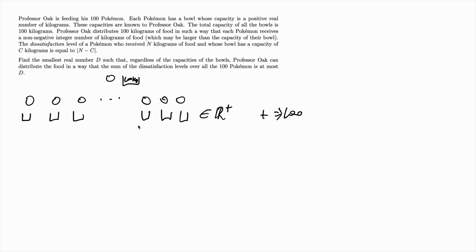I think I remember the solution. It started with: because Professor Oak knows the capacity of each ball, why don't we distribute the food in a way that everyone must have a remainder.